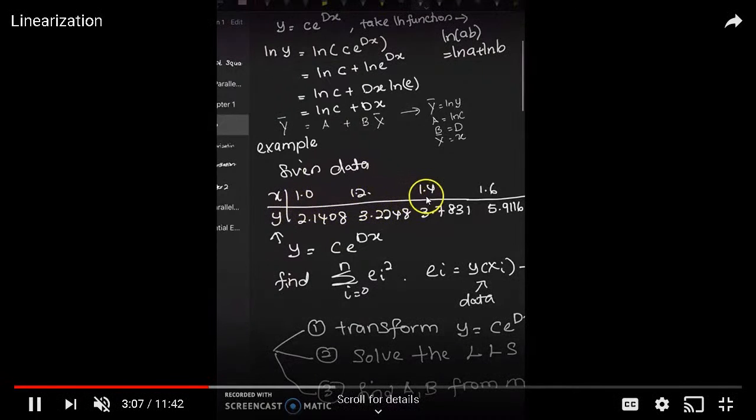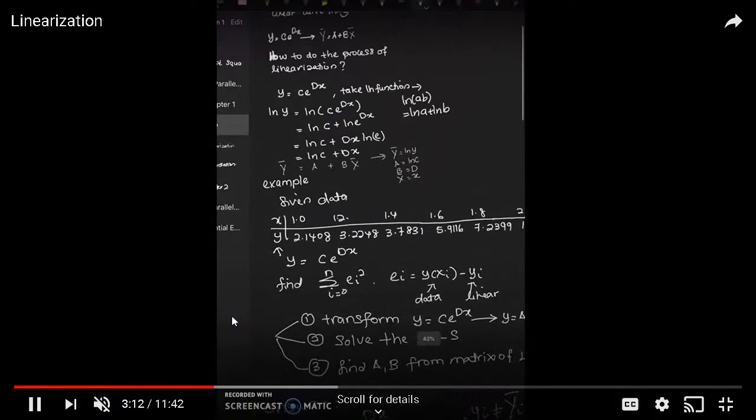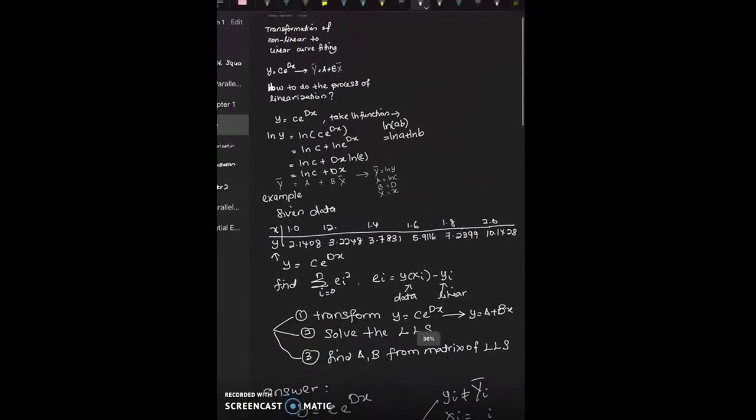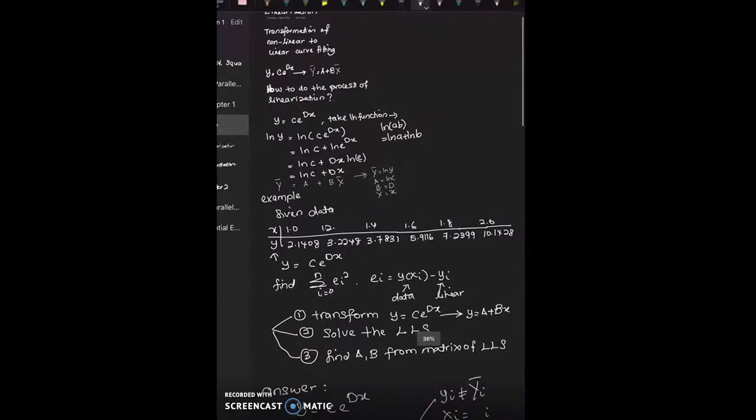Now let's say we have a data set. I'm using the same data in the notes. x equals 1.0, 1.2, 1.4, 1.6, 1.8, and 2.0. The values of y are 2.1408, 3.2248, 3.7831, 5.996, 7.3299, and 10.1428. This data represents the exponential function.